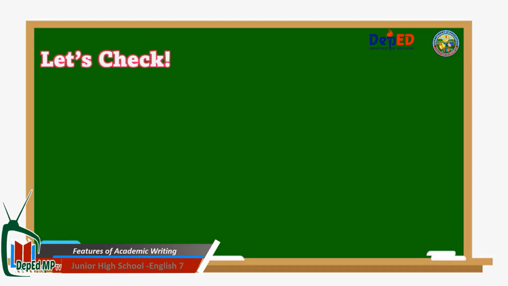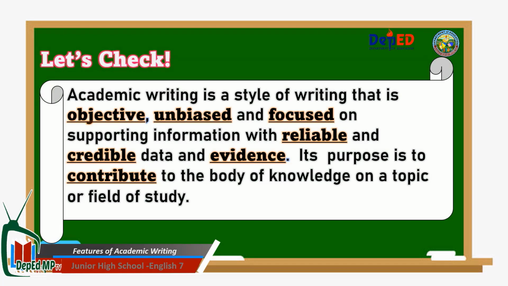Here is the answer, class. Academic writing is a style of writing that is objective, unbiased, and focused on supporting information with reliable and credible data and evidence. Its purpose is to contribute to the body of knowledge on a topic or field of study. Good job, class. I hope you perfected our short assessment.